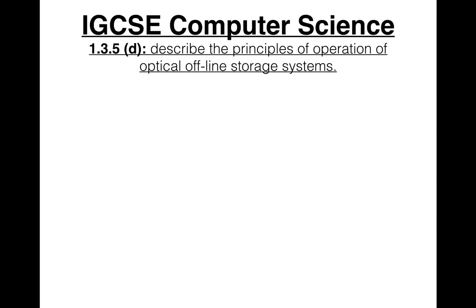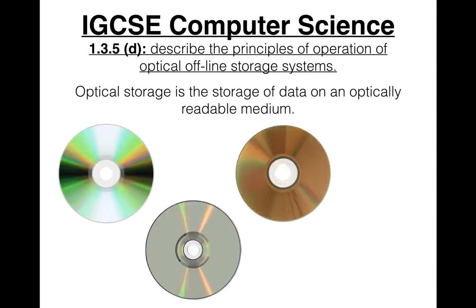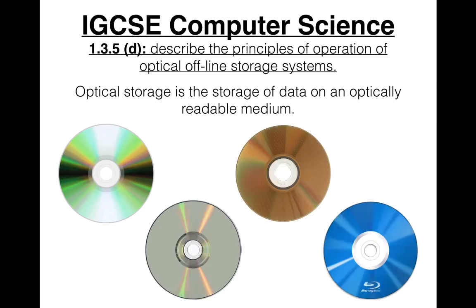IGCSE Computer Science, Syllabus Statement 1.3.5D: describe the principles of operation of optical offline storage systems. Optical storage is storage of data on an optically readable medium. For these devices, we're going to look at CDs, DVDs, DVD RAMs, and Blu-ray discs.